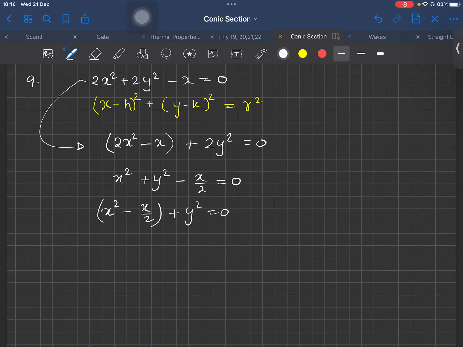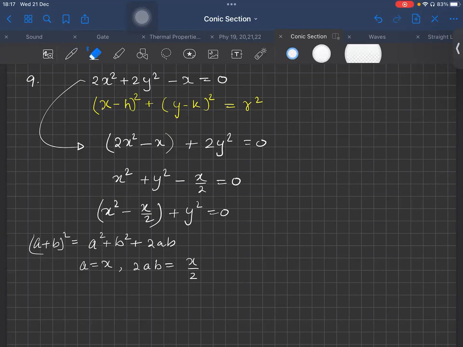Okay. So this you have to write in the form of a square plus b square plus 2ab, that is (a plus b) whole square, right? Now, according to this, a is equal to x, 2ab is equal to x by 2, right? Now, since a is equal to x, you can substitute here x. So x will get cancelled, 2 will cancel, so b will be equal to 1 by 4.